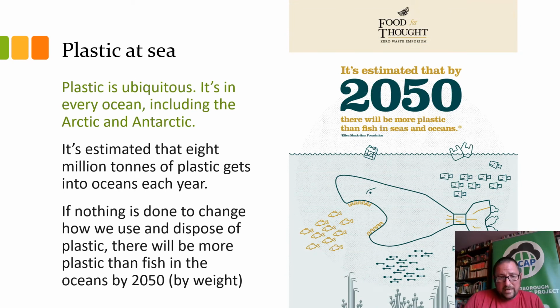Plastic at sea is everywhere. It's ubiquitous. It's in every ocean, including the Arctic and Antarctic. It's estimated that 8 million tons of plastic gets into our oceans every year. And if nothing is done to change how we dispose of plastic, there'll be more plastic by weight than fish in our oceans by 2050, or even, some people are saying, much sooner.